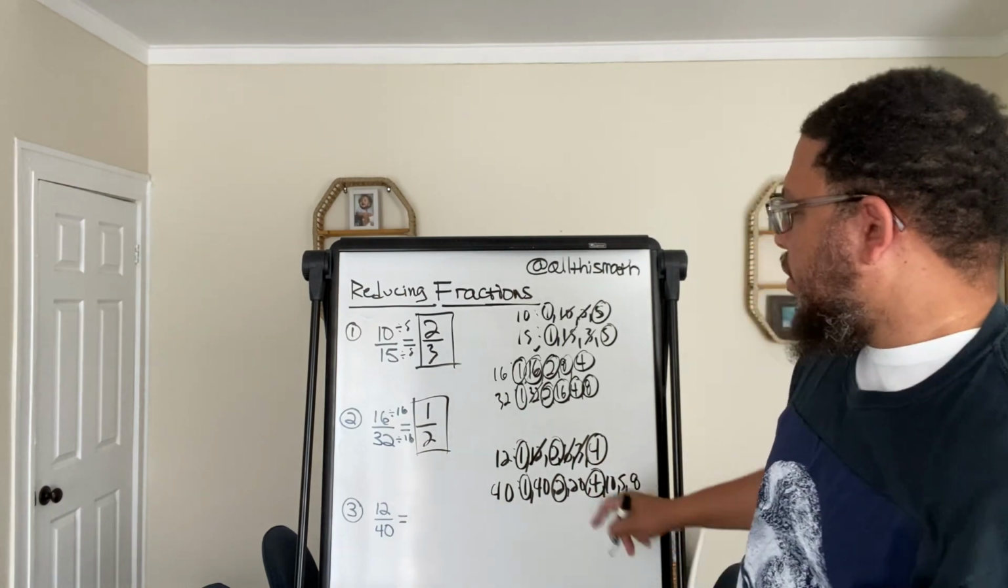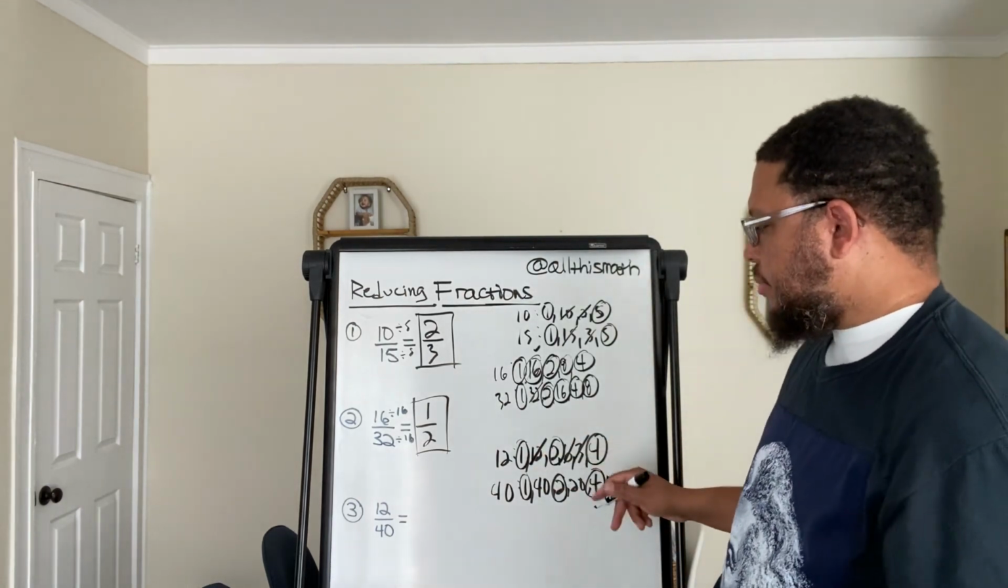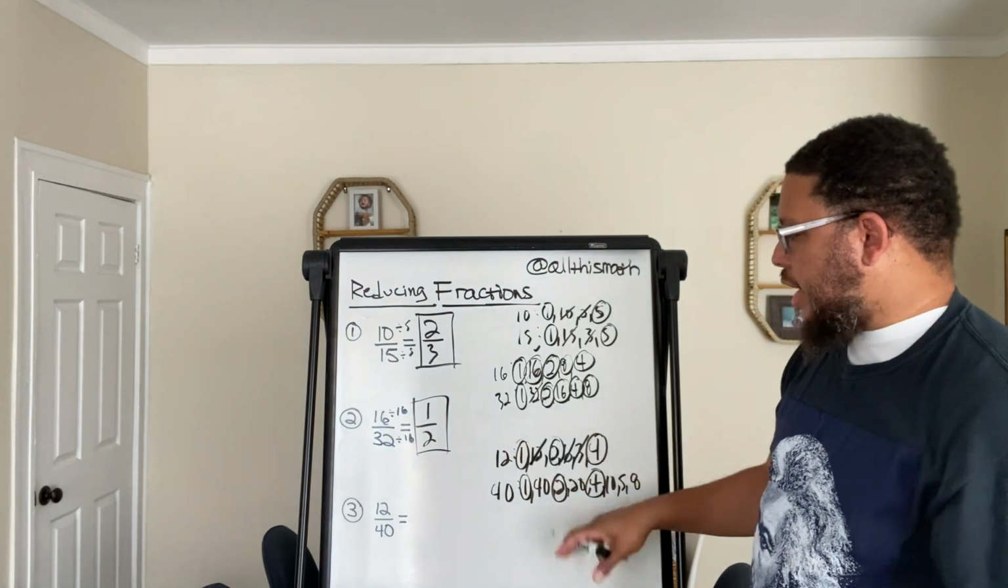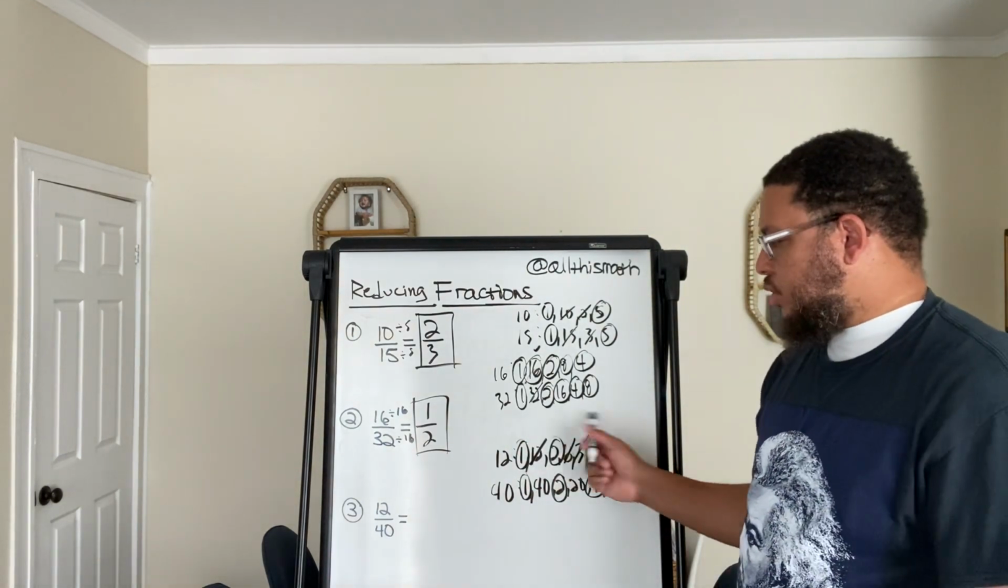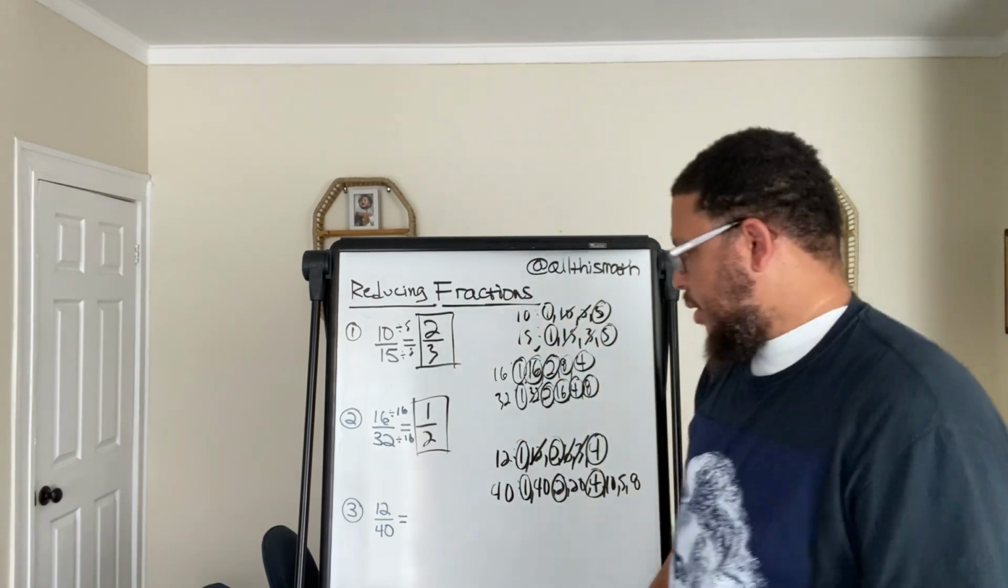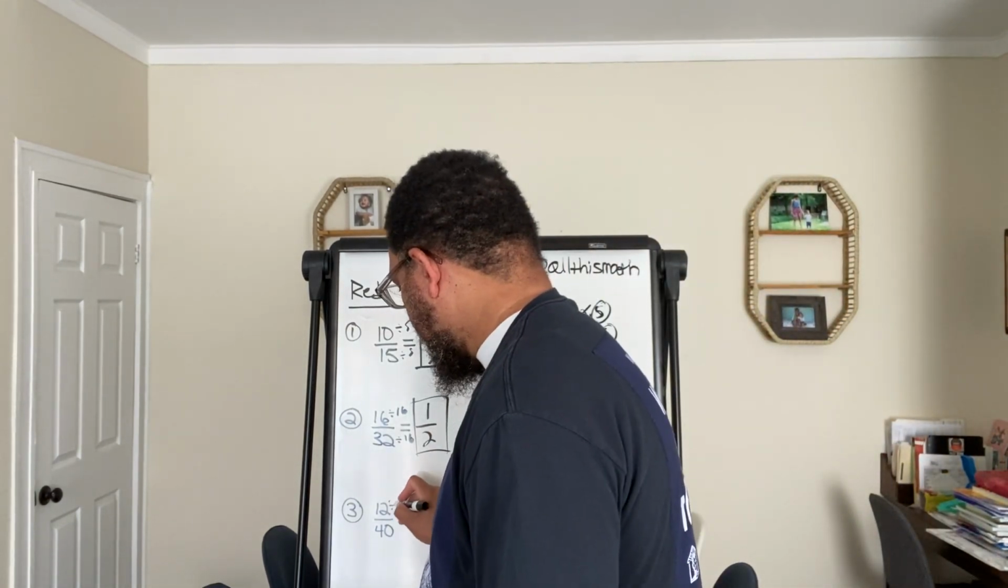All right, so now, that's the C part. The commons: 1's common, 2's common, and 4 is common. All right, what's the greatest number though, out of 1, 2, and 4? It's 4. So we're going to divide each of these by 4.